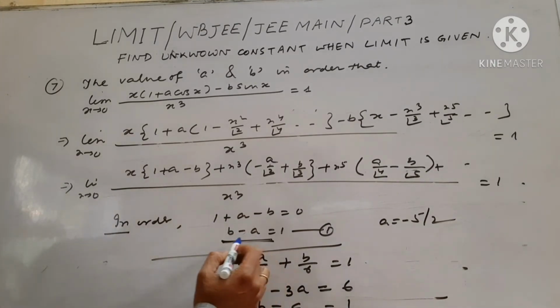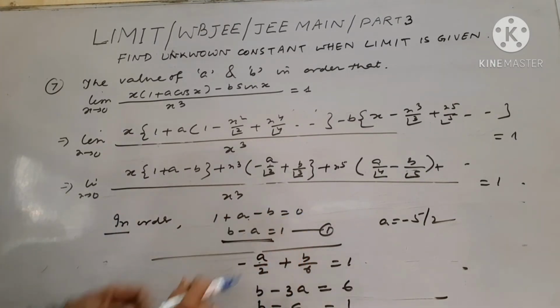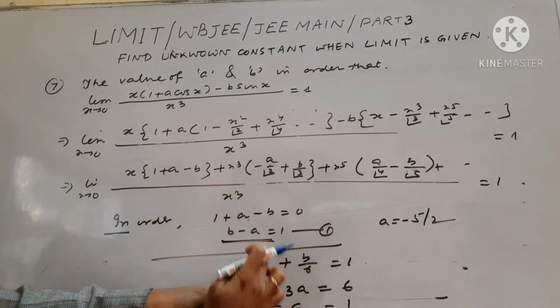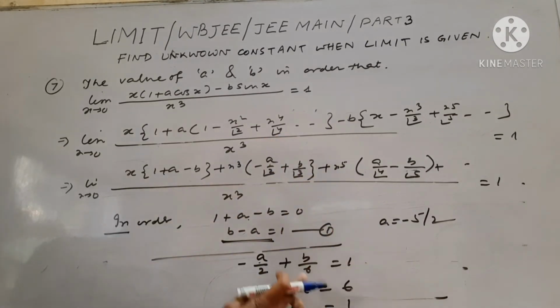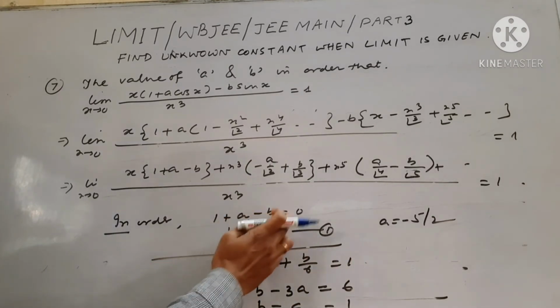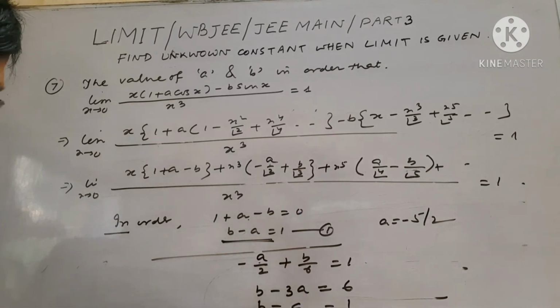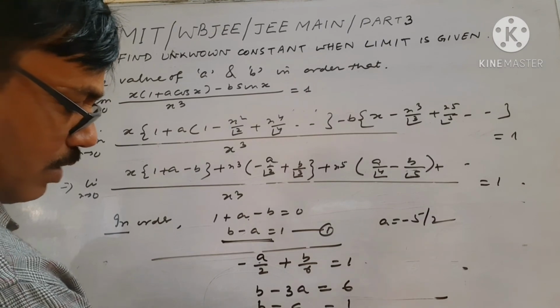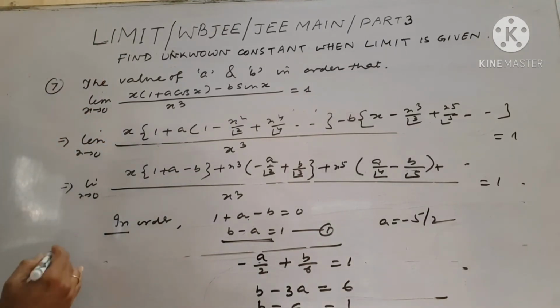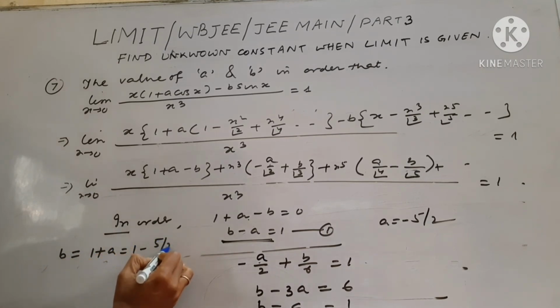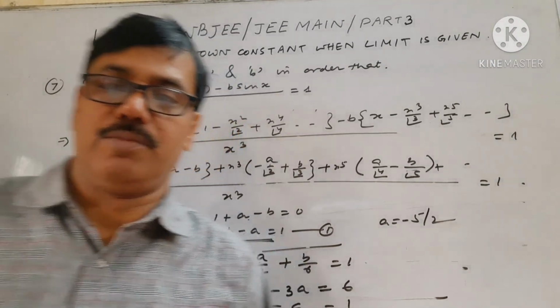So look again, b minus a equals 1. So minus a by 2 plus b by 3 minus a by 2 plus b by 6 equals 1. Multiply by 6. So b minus 3a equals 6, and this is b minus a equals 1. So subtracting, minus 2a equals 5, a equals minus 5 by 2. So if a equals minus 5 by 2, b equals 1 plus a, 1 minus 5 by 2, so minus 3 by 2. So we are getting the values of a and b.